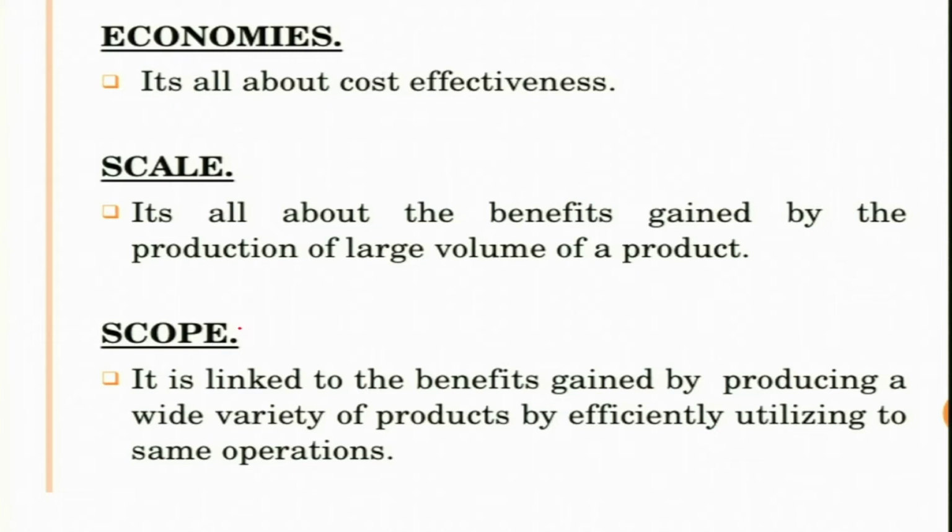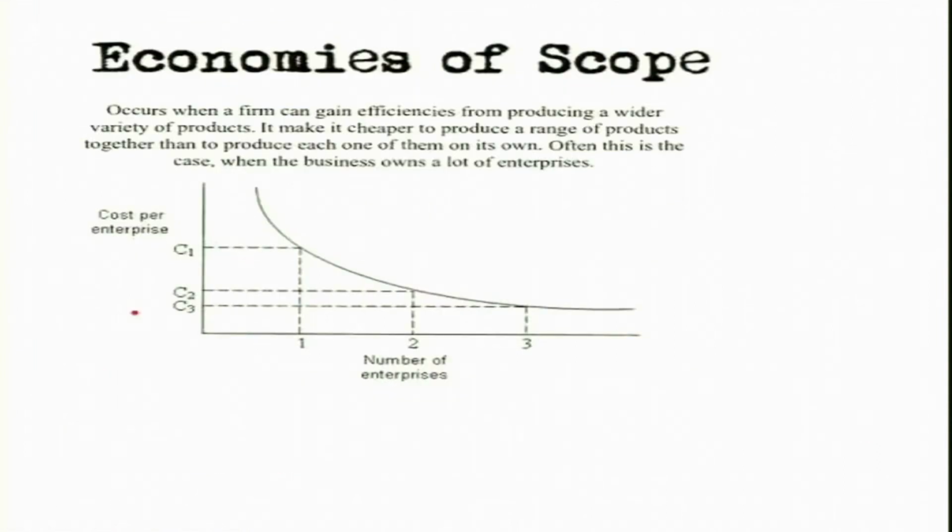That is one. Then, instead of economies of scale, which is about volume, economies of scope is linked to diversity, that is, variety. It is linked to the benefits gained by producing a wide variety of products by efficiently utilizing the same operation. Economies of scope occurs when a firm gains efficiencies from producing a wider variety of products. That means it is cheaper to produce a range of products together than to produce each one of them on its own. Often this is the case when the business owns a lot of enterprises.